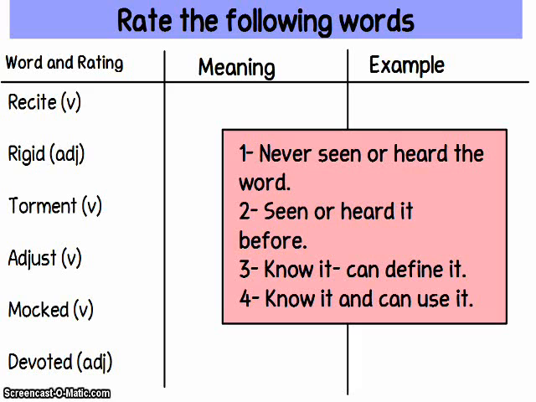I would write down a 2 if I've seen or heard it before, but I'm not really sure what it means. A 3 would go for any word that I know and I can define. And a 4 would be for any word that not only do I know it and can define it, but I can use it in a sentence, I can use it in spoken language. I would feel comfortable teaching that word to somebody else.